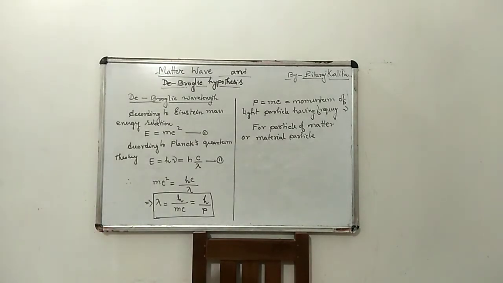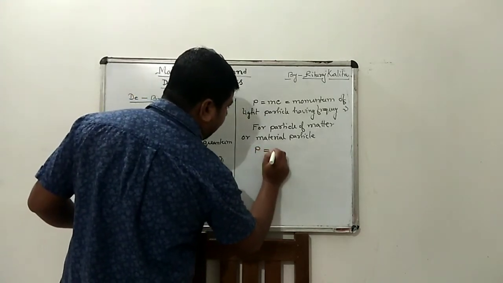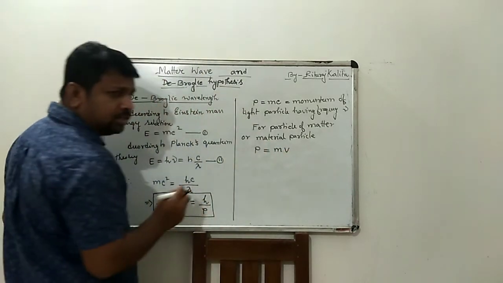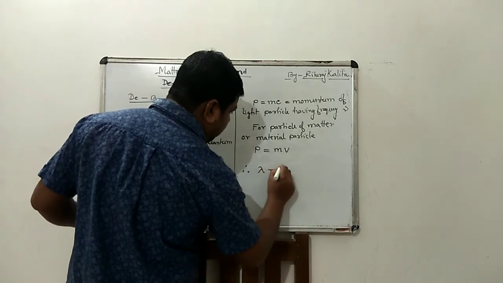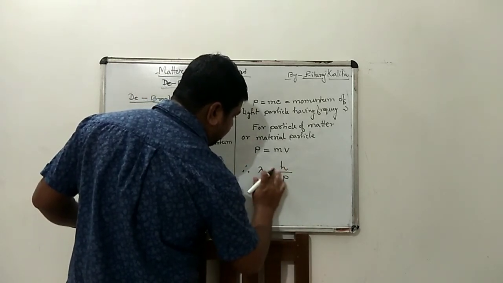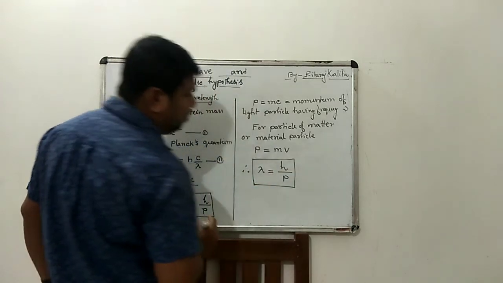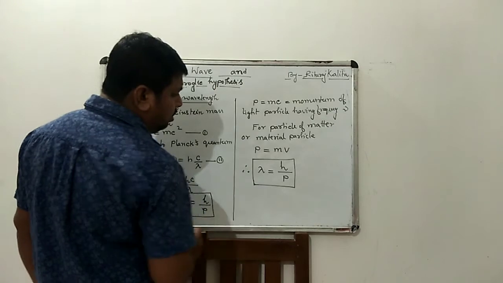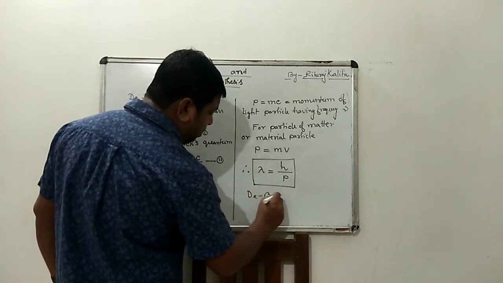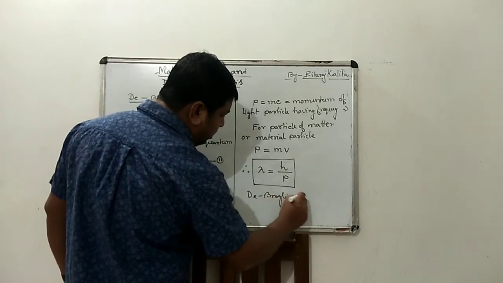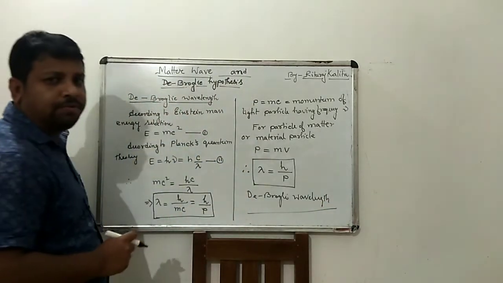For a material particle, for example electron and proton, p equal to mv, where v means speed, that means velocity. Therefore, this lambda equal to h by p. This expression is known as de Broglie wavelength.